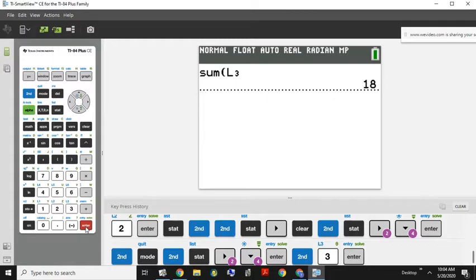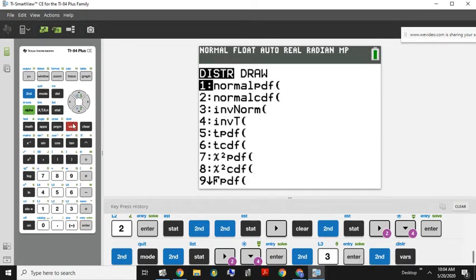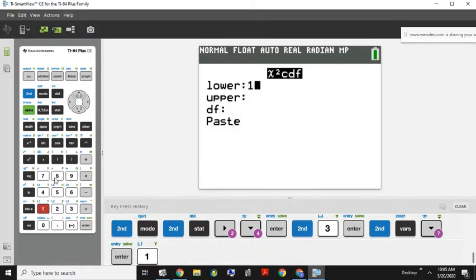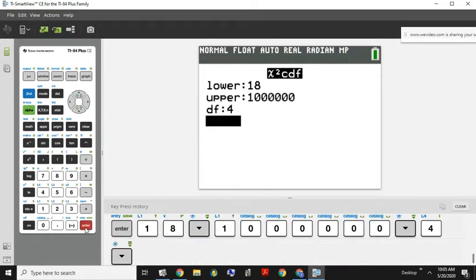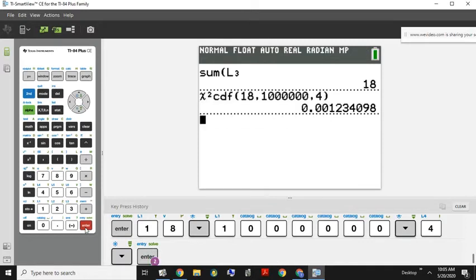Okay, so 83 people. Ready? I have this all written on the front of your thing. I'll show you again. So second, bars, and you're going to go down to number 8, this chi-square CDF. Your 18 is your test value, and then you're going to go to infinity. Just hit a one with a whole bunch of zeros. That's infinity. The degrees of freedom was 4 because we had 5 categories. We hit paste. And there is your p-value.